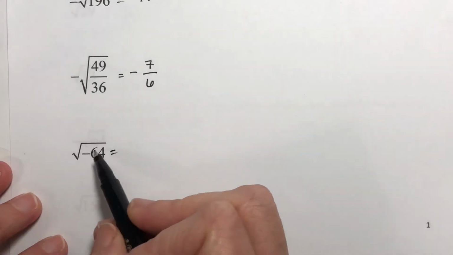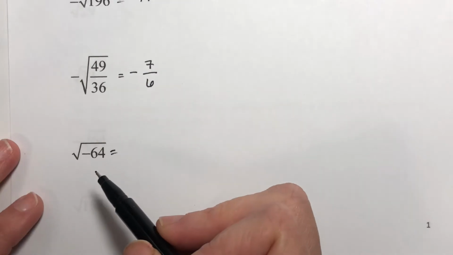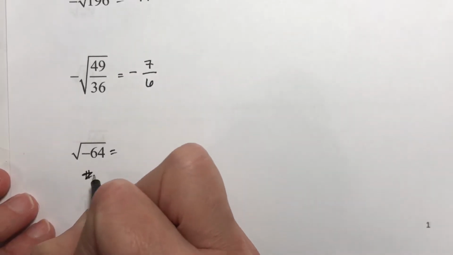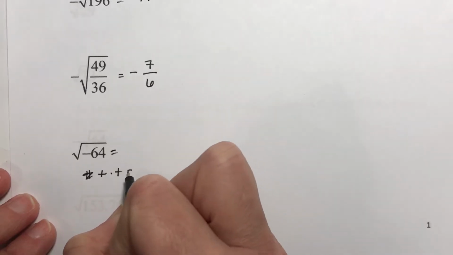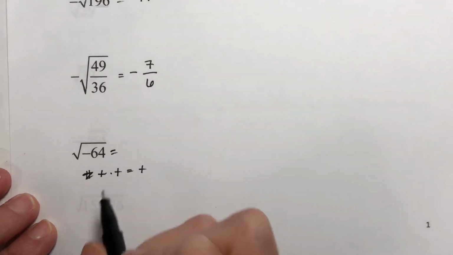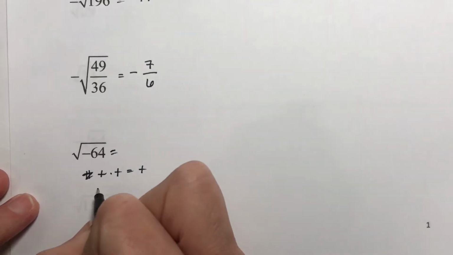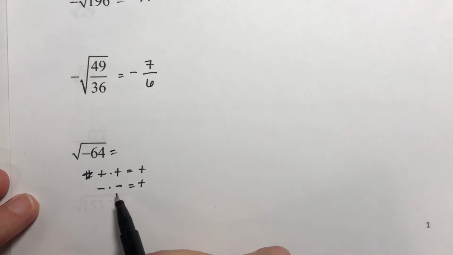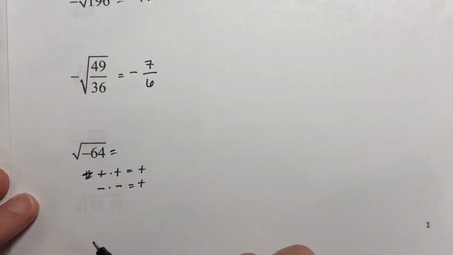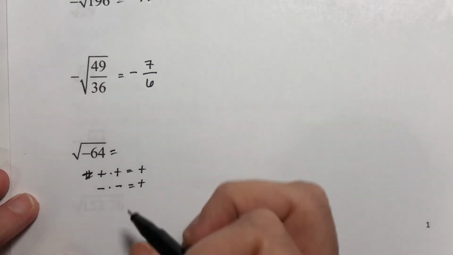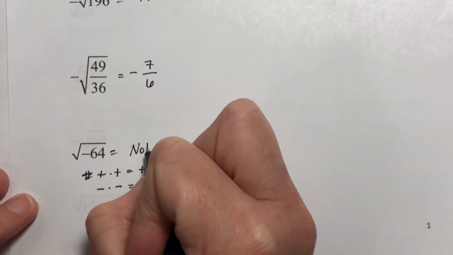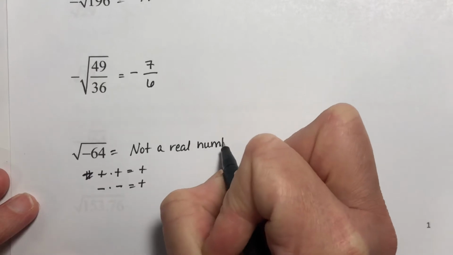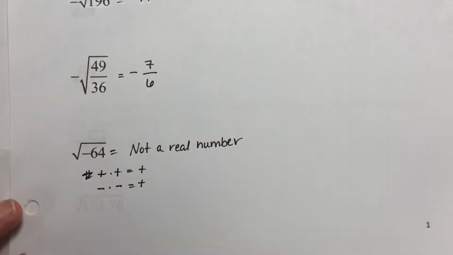Well, ignoring the 64 part, if I'm multiplying the same number together, I either have a positive times a positive, which is going to give me a positive answer, because it has to be the same number, so it has to have the same sign, or I have a negative times a negative, and that's going to give me a positive. There is no way for me to multiply the same number together and get a negative answer. It's just not going to happen. So we say that is not a real number.